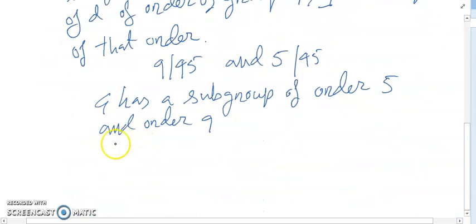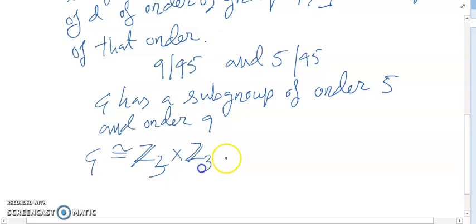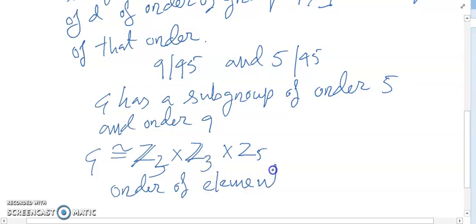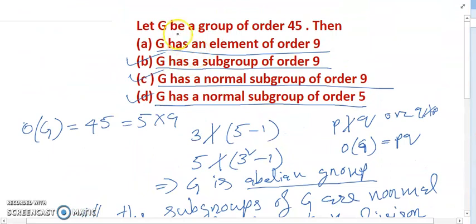But for option A, as G is isomorphic to Z3 cross Z3 cross Z5, so no element has order 9. So option A is correct.